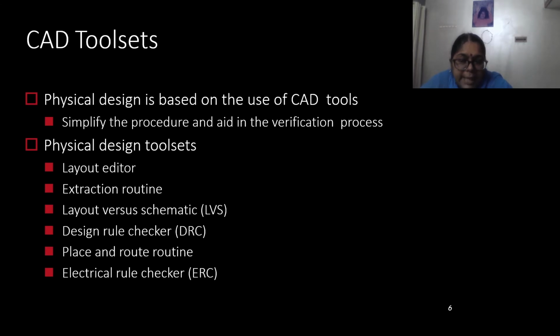Next, layout versus schematic, that is LVS. What does layout versus schematic do? It is going to check whether the layout that we have drawn matches perfectly with the schematic circuit which we had previously drawn. The design rule checker is going to check whether all design rules have been properly met while drawing the layout.